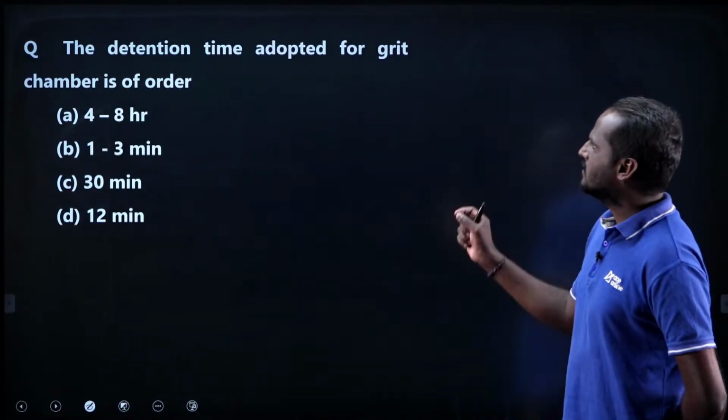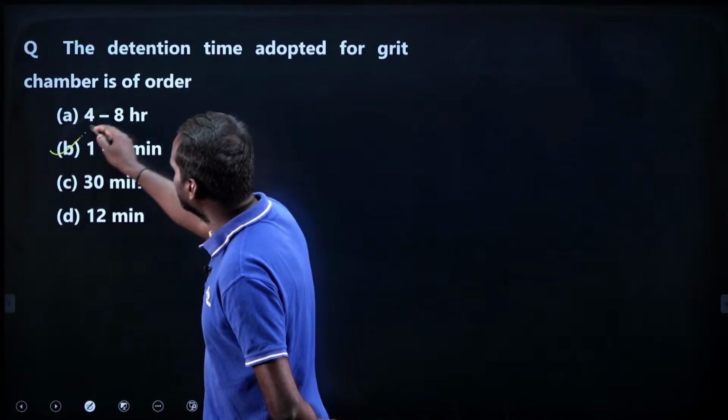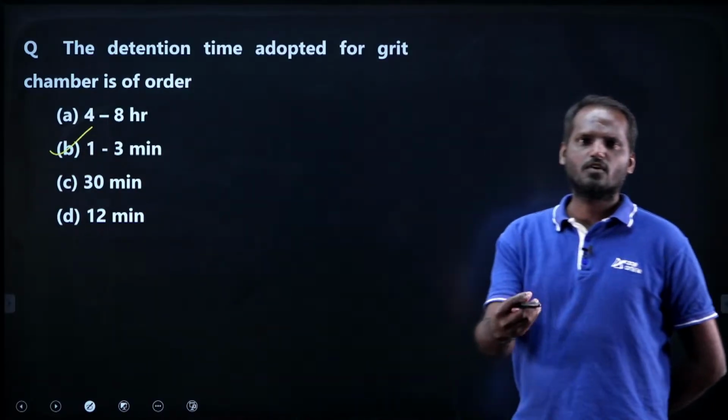Next, the detention time adopted for a grit chamber is of the order of what? The detention time of a grit chamber is how much? 1 to 3 minutes, just 1 to 3 minutes.